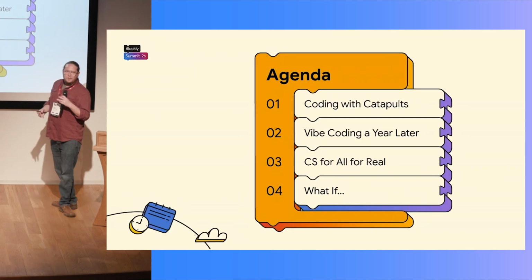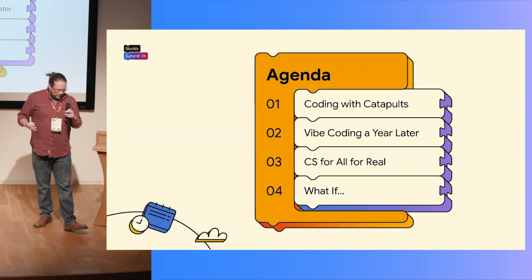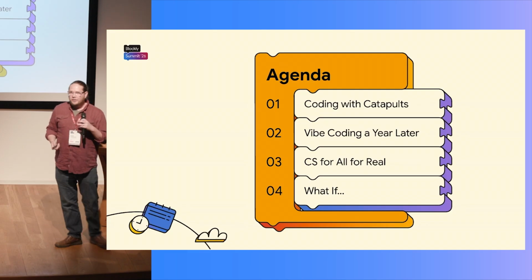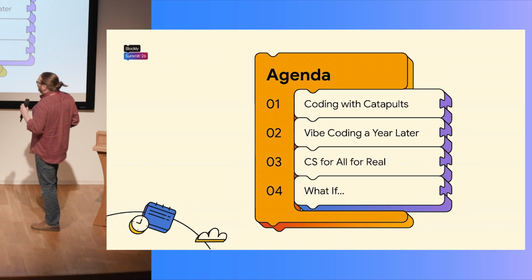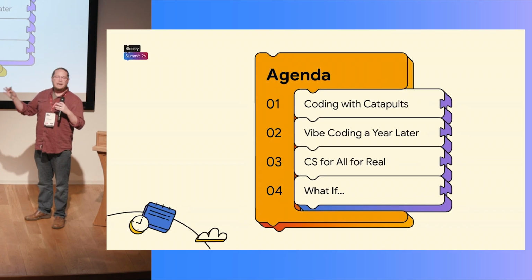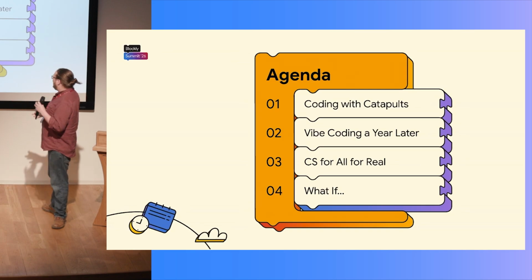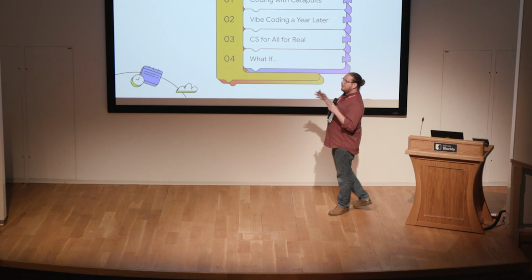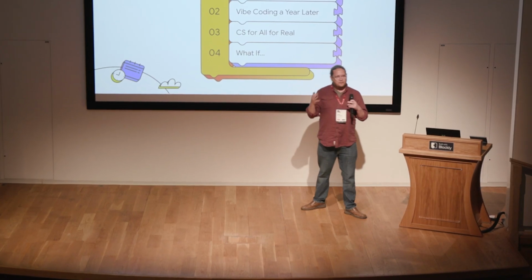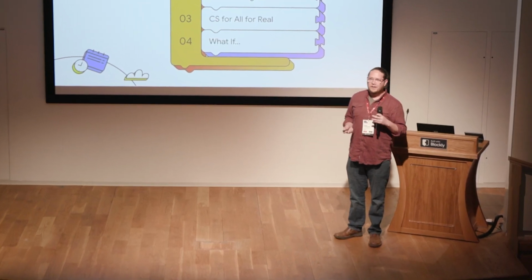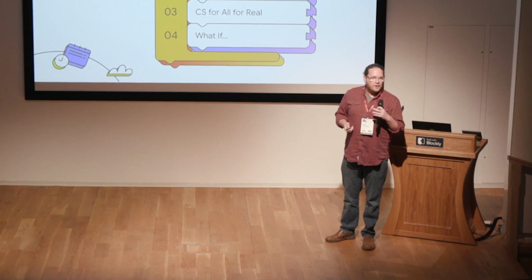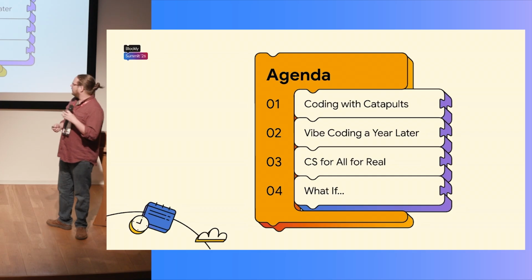So I'm going to talk a little bit about coding with catapults. If you were here last year, you may be familiar with the metaphor that I'm going to really labor. And then I'll throw out some other wild metaphors, and it'll probably frustrate people, but that's fine. We're going to talk about vibe coding. Hate the term, but it's real. We're going to talk about what real CS for all means in this new context. And then I'm going to drop some of those big questions, and hopefully you chew on them, and maybe next year we come back and have some new ideas about those questions.